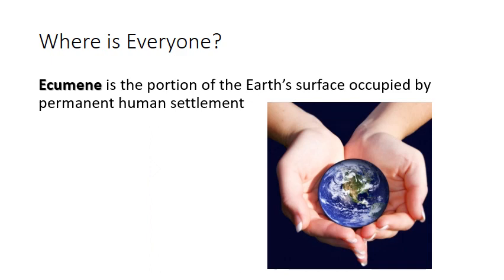The ecumene is the portion of the Earth's surface occupied by permanent human settlement. There are some places in the world where people just can't live because of the environment. Think of Antarctica or the midst of the Sahara Desert. So the ecumene portion is where people actually live in permanent settlements.